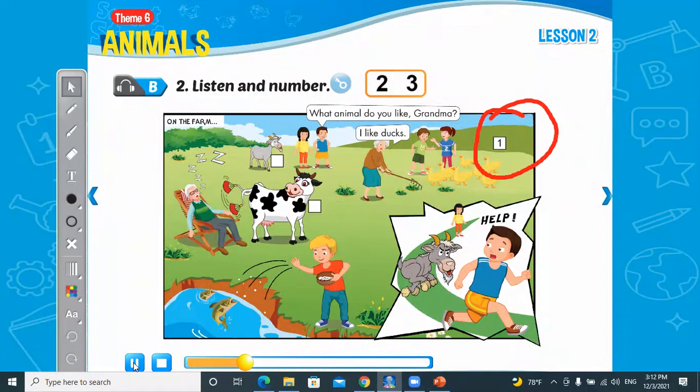What animal do you like, Grandma? I like ducks.